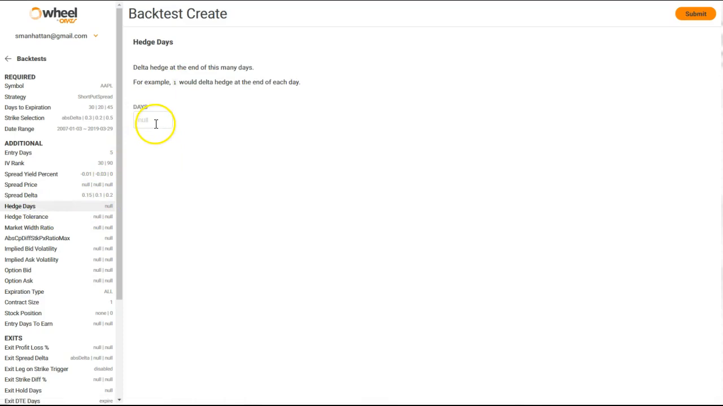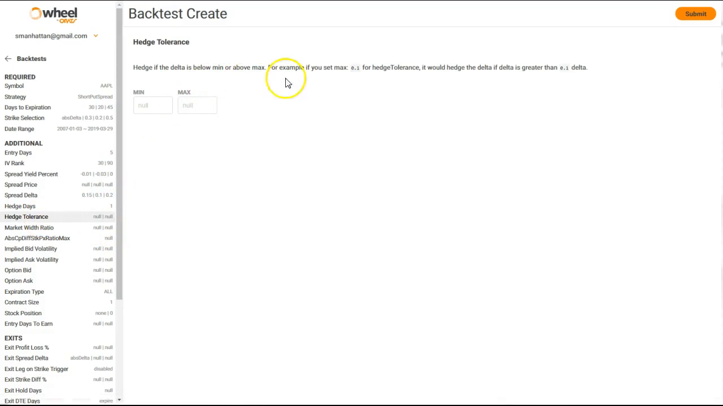Hedge, do we want to delta hedge this? So let's put yes, we want to delta hedge that every day. So if the delta goes up, we'll hedge it. Another way to do it is through hedge tolerance, saying that if it gets to a 10 delta, then hedge. So that's an interesting way to look at it as well. Again, I'm just going over these quickly. We'll go into these in much greater detail in future videos.